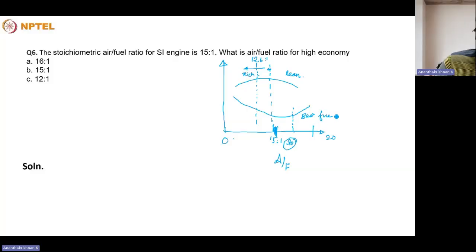So best fuel economy is somewhere here, in the lean range. So the answer should be 16:1. Maximum power is 12:1, and 15:1 is the stoichiometric air fuel ratio.